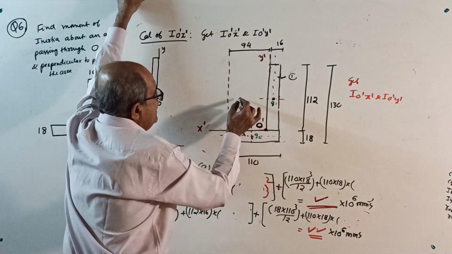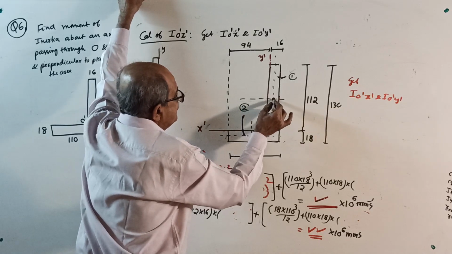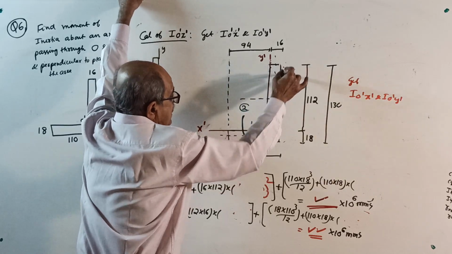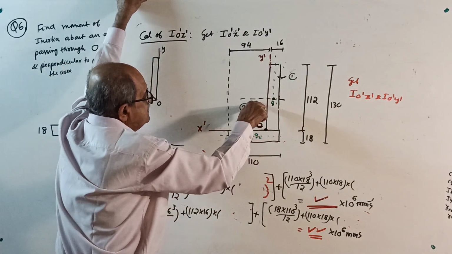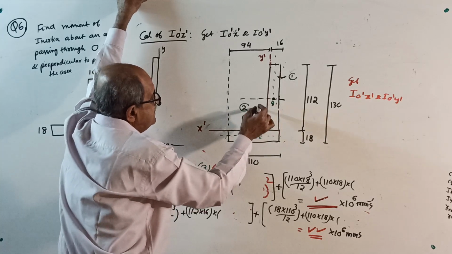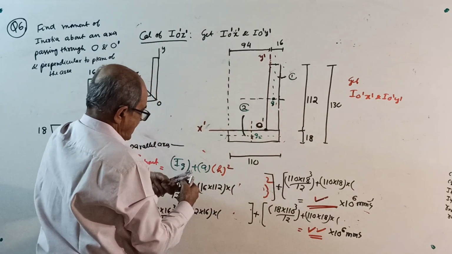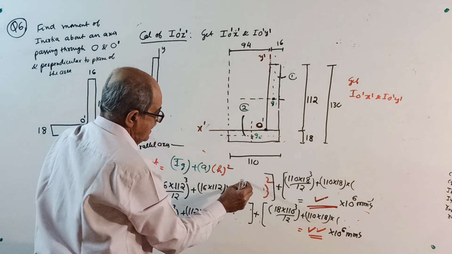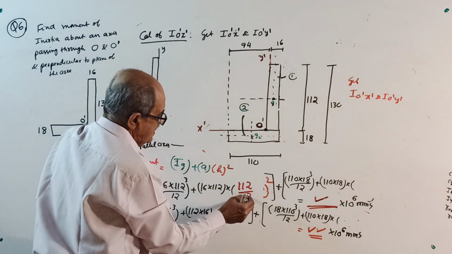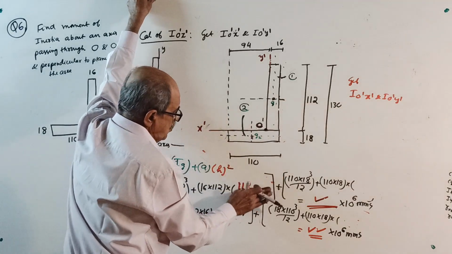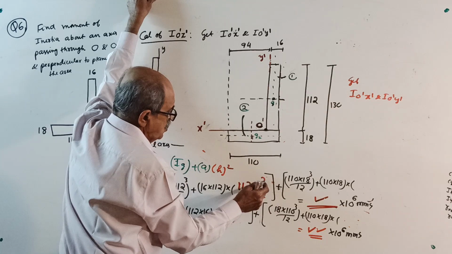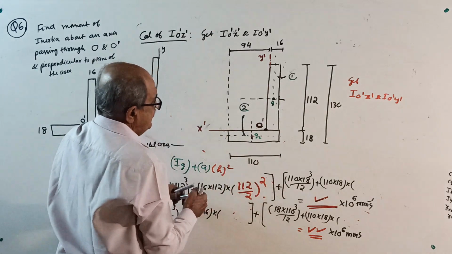Come to here. I about its own centroidal axis is 16 into 112 cube by 12 plus area into this distance square. See, this distance square is exactly 112 by 2 whole square. That plus is not there. See, last time it was 112 by 2 plus 18. Now only 112 by 2 whole square, for this axis.